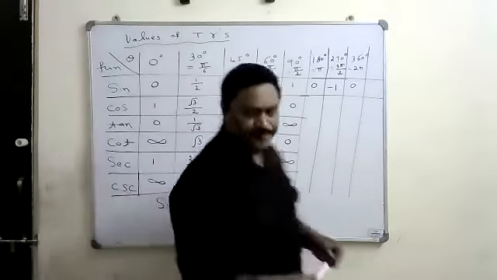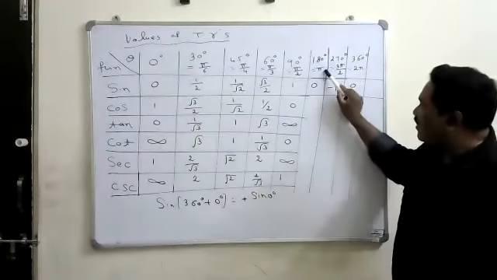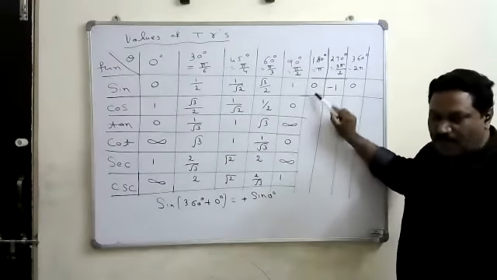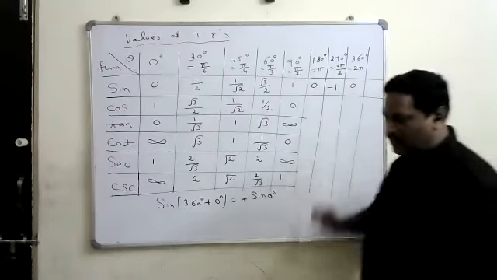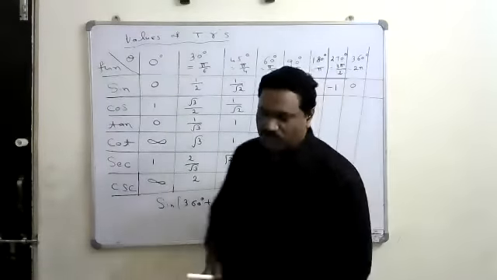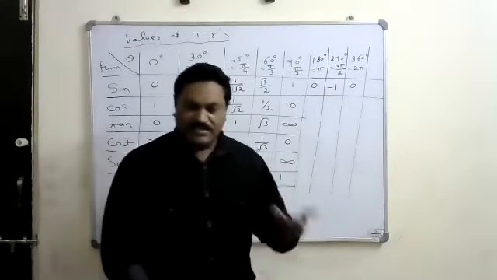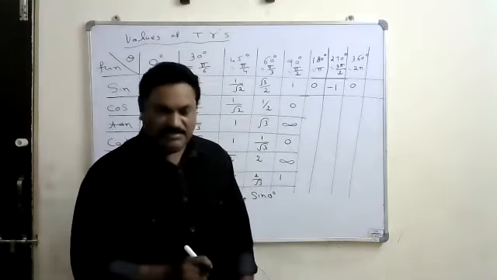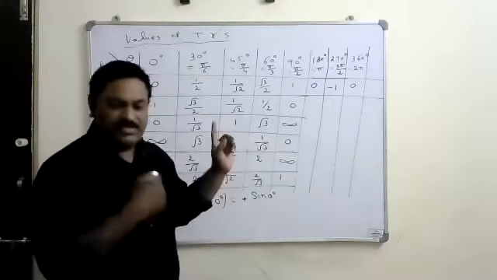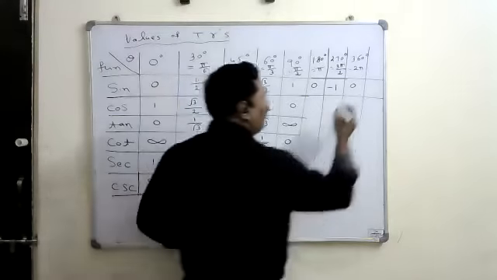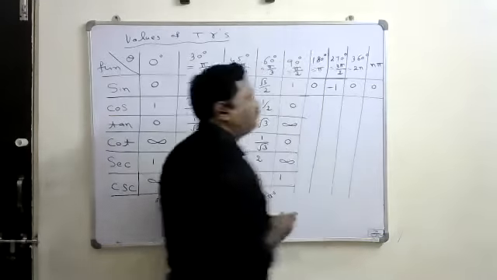Here you can observe that sine 0 is 0. Sine pi is also 0. Sine 2 pi is also 0. Similarly, sine 3 pi, sine 4 pi, sine 5 pi, and sine 6 pi are also 0. That is, for every integral multiple of pi, sine always gives 0. That's why the value of sine n pi is always 0.